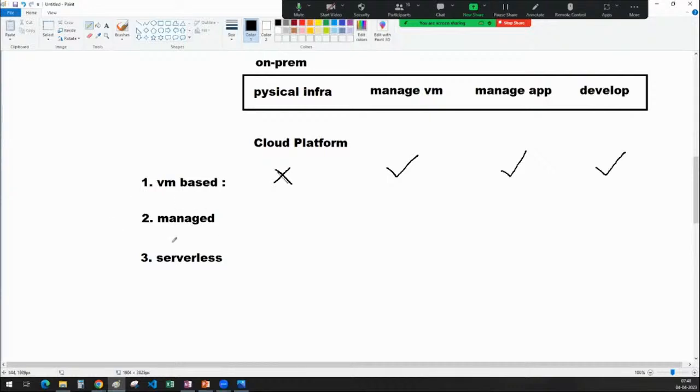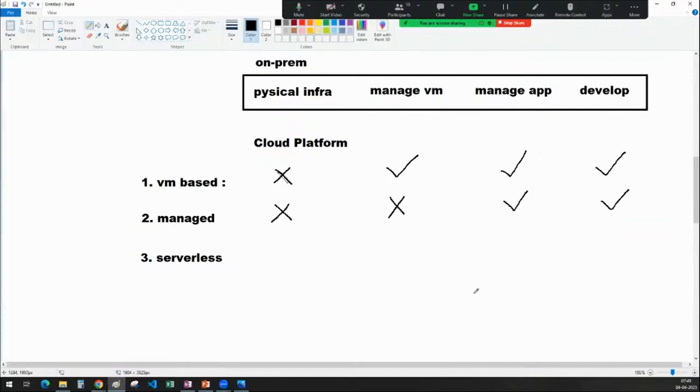And if you go to the second category, that is managed services, the physical infrastructure will be taken care of by the cloud platform, and managing the virtual machines is also taken care of by the cloud platform, and only the application and development will be taken care of by you. Managing the application, developing a solution will be on you. Okay, you have to manage it, you have to take care of it.